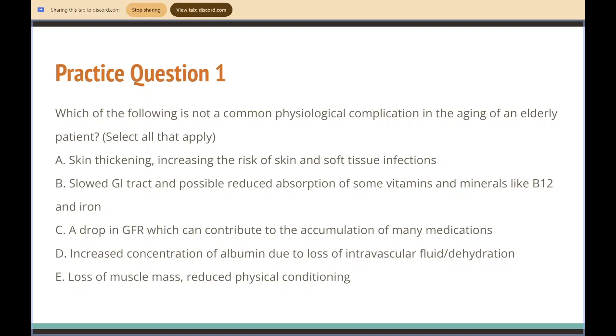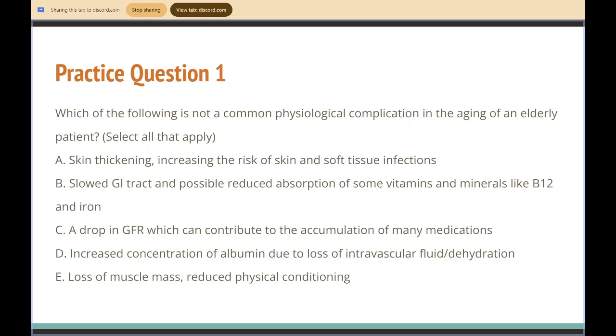Choice C is a drop in GFR, which can contribute to the... Oh, I'm sorry. Let me back up. B is common. It does slow down, and there is possible reduced absorption. Choice C is also correct as written. There is a drop in GFR, which can lead to accumulation of medications, which can also lead to toxicity. So C is correct as written.